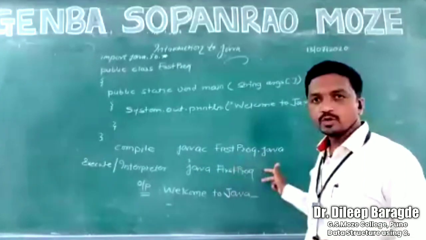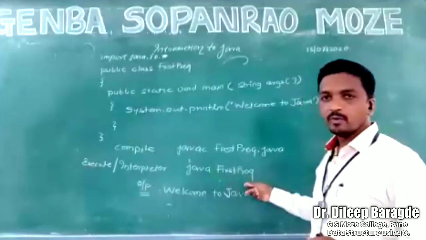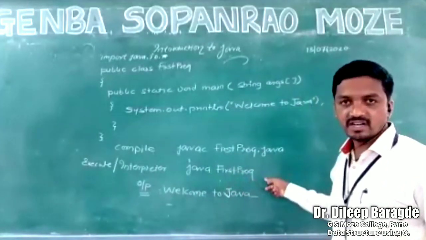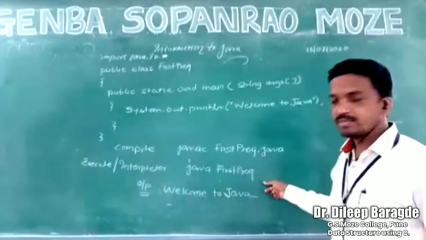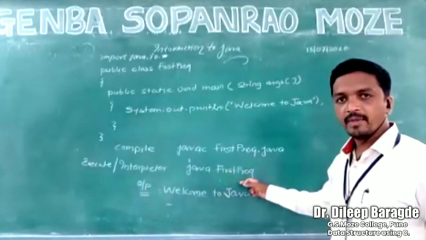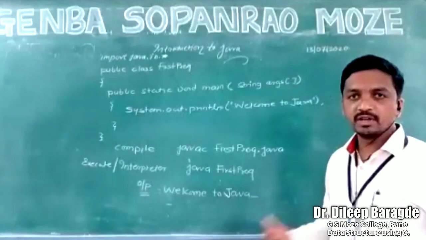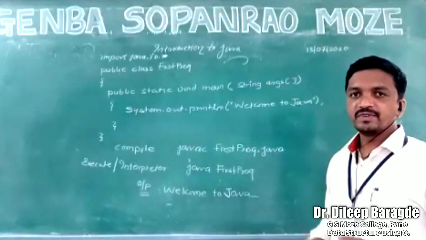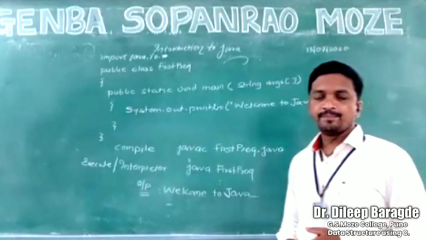Then how to execute the program? Java space the program name. There is no extension because it's a class file. You have to execute the class file. So java space first program. Then we'll get successful execution. We'll get the output that is welcome to Java. Fine.